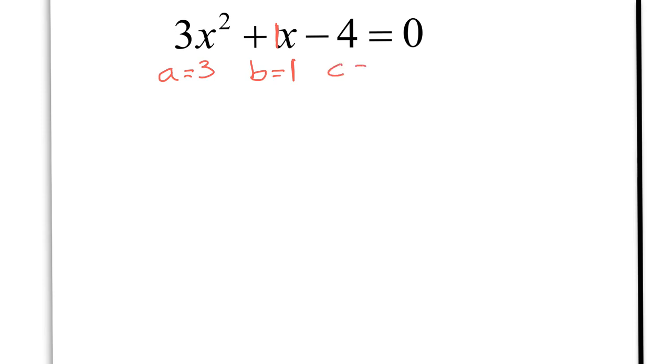And c is your constant, which is -4, the one with no variable. Now I'm going to use the formula. Let me write down the formula this time so you guys know where to substitute the numbers, but throughout the video I'm not going to write down the formula per se. I'm just going to use parentheses instead, but let me write that formula down for you guys.